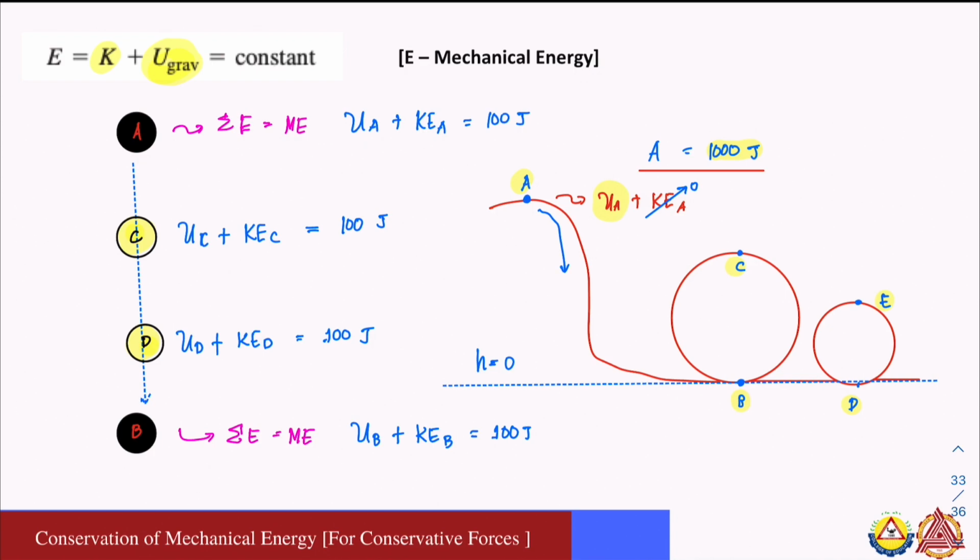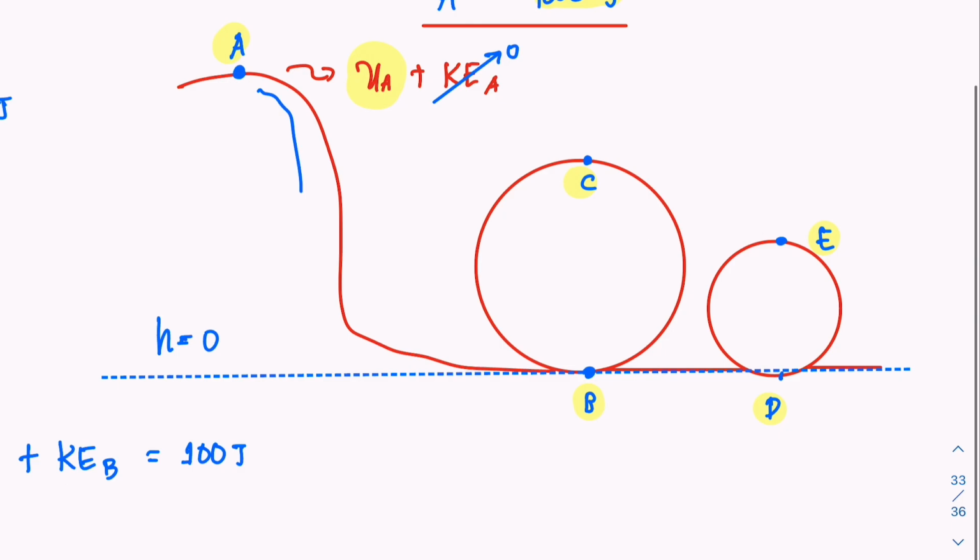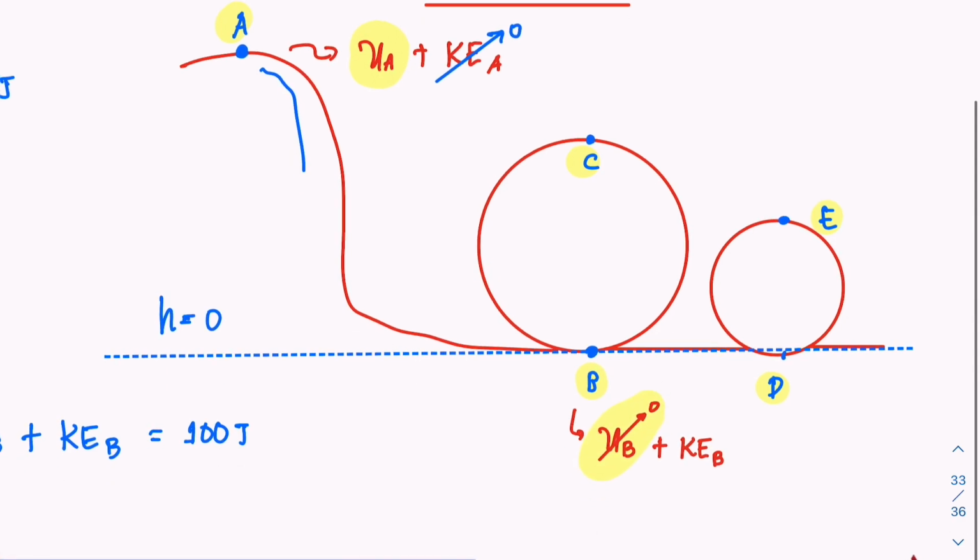At point B, I think it's clear to you now, or hopefully it is, that the potential energy is 0 because that is where you set your height, plus the kinetic energy at point B. Since all of the potential is 0, the 1,000 joules of energy is all kinetic. That means at this point, it is moving very fast.